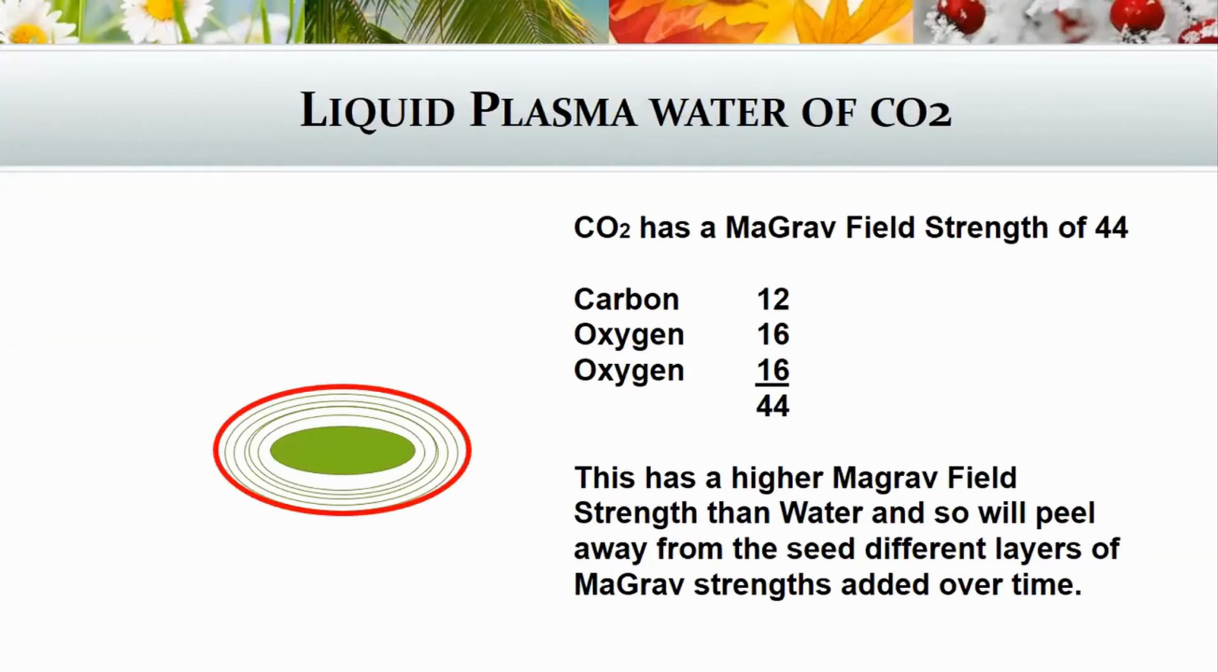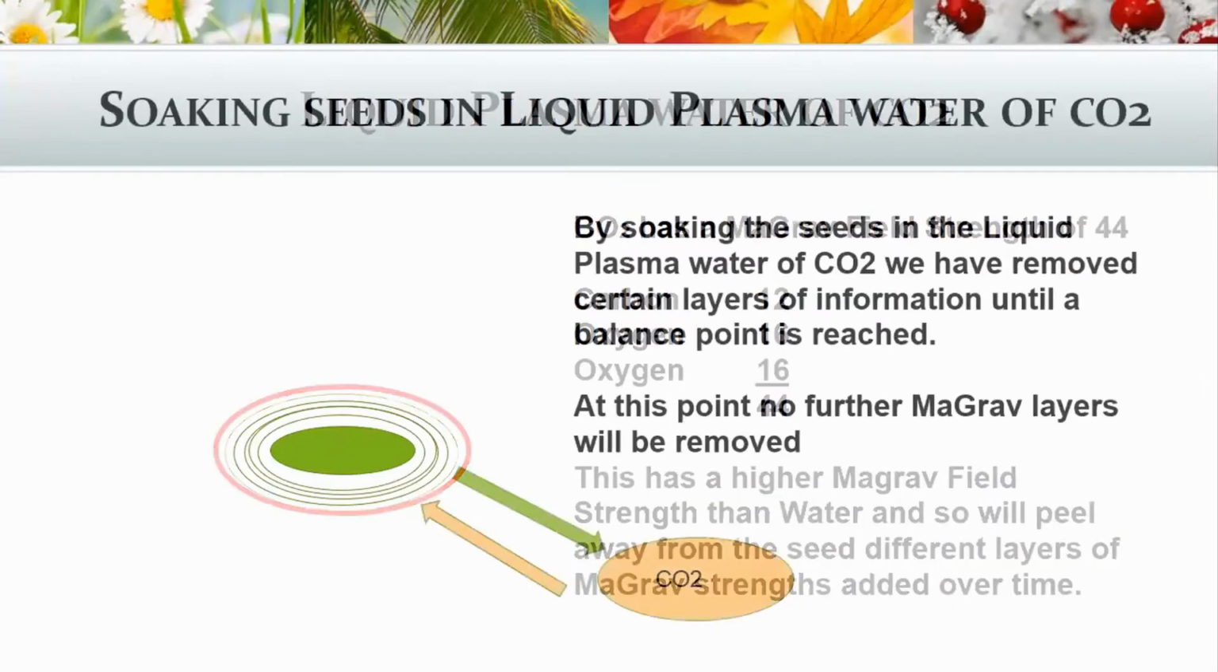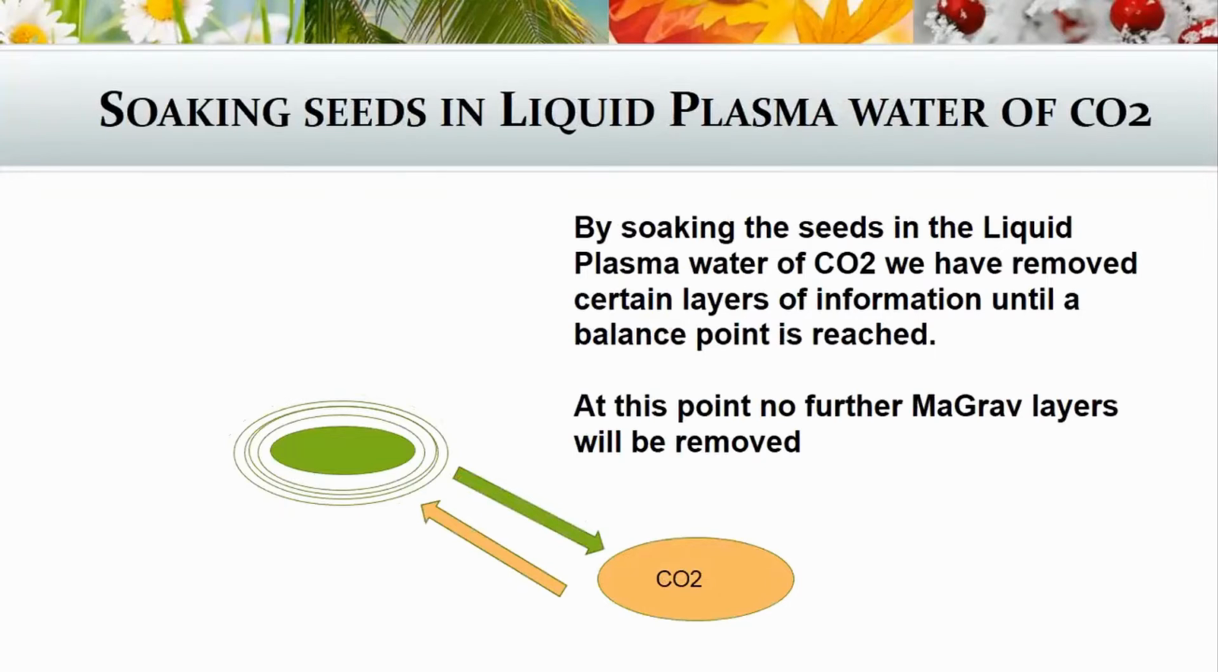So what this is going to do is start peeling away from the seed its different layers of MaGrav strength which have been added over time. So essentially by soaking the seeds in the CO2, we've removed certain layers of information from the original seed, until we reach a point where the last layer of information has a matching field with the CO2, and then at this point no further layers will be removed because a balance has been achieved. So the CO2 will allow us to remove certain layers of information that have been printed onto that seed until a point.